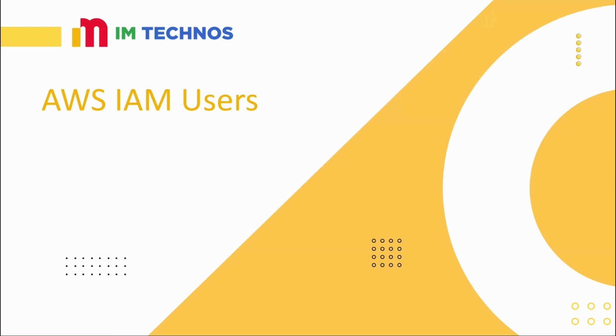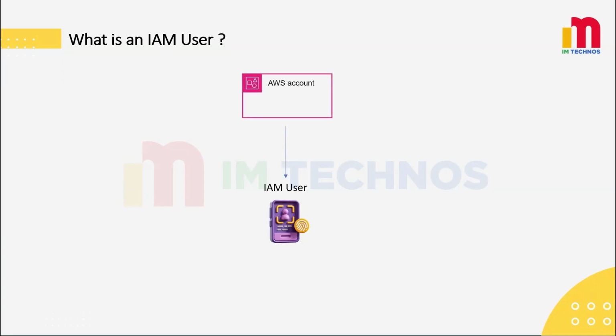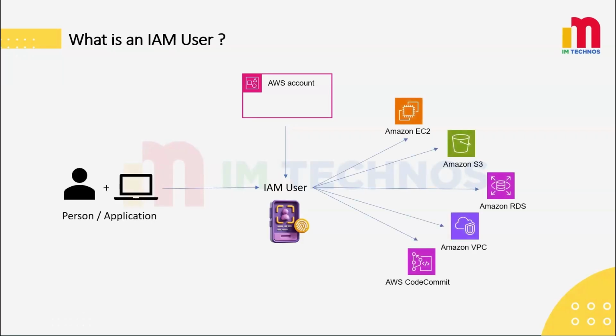In today's video, we are diving into IAM users, an essential part of AWS identity and access management. Let's begin by understanding what an IAM user is. An IAM user is essentially a digital identity or entity that you create within your AWS account. It represents a person or application that interacts with AWS services.